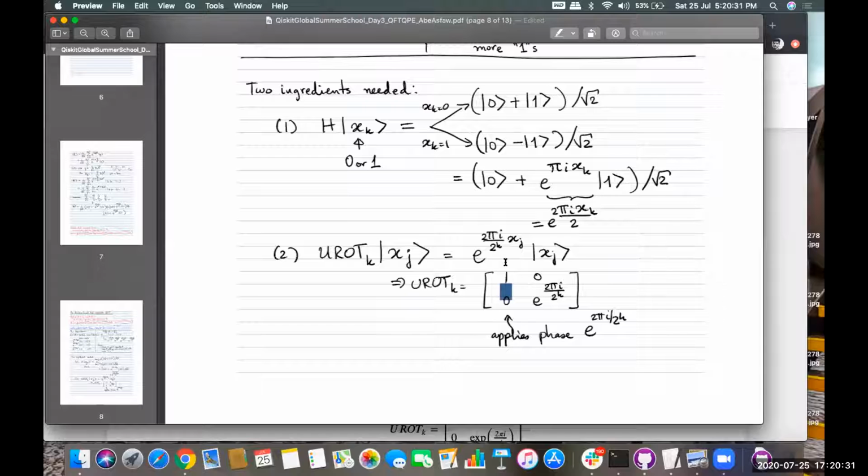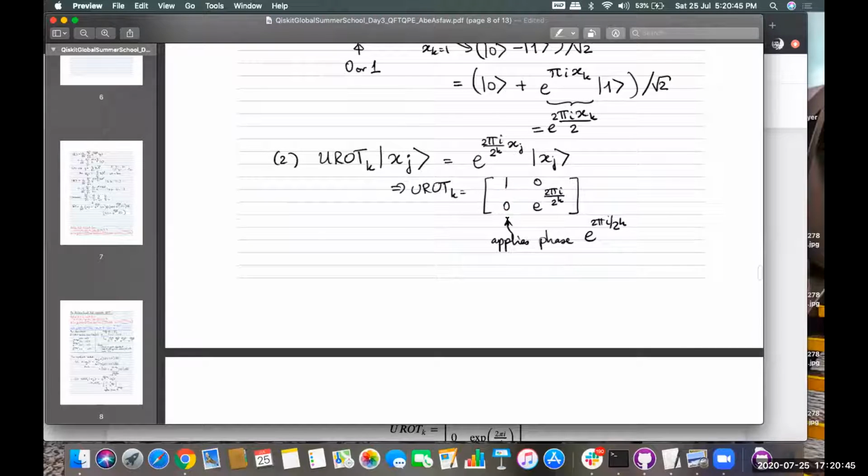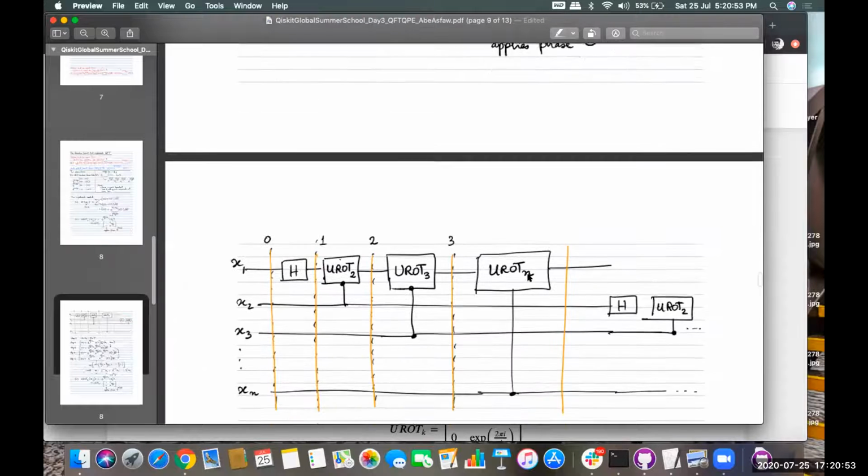So the state vector of 0 is represented by 1 0. The state vector of quantum state 1 is represented by 0 1. So instead of 1, we are placing the phase change in the exponential form, which is given by e to the power 2 pi i divided by 2 to the power k. So this will basically be applying the phase change on the quantum state.